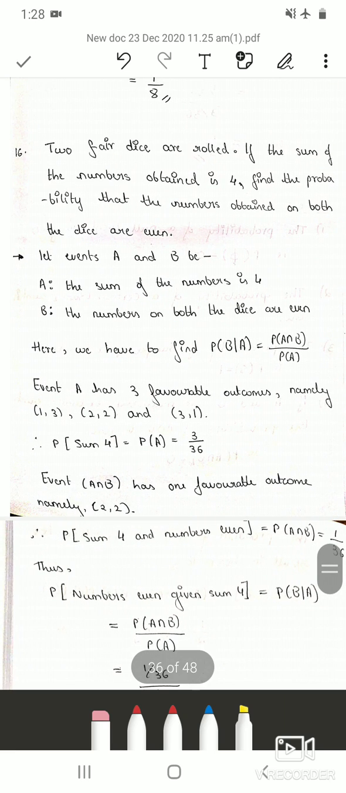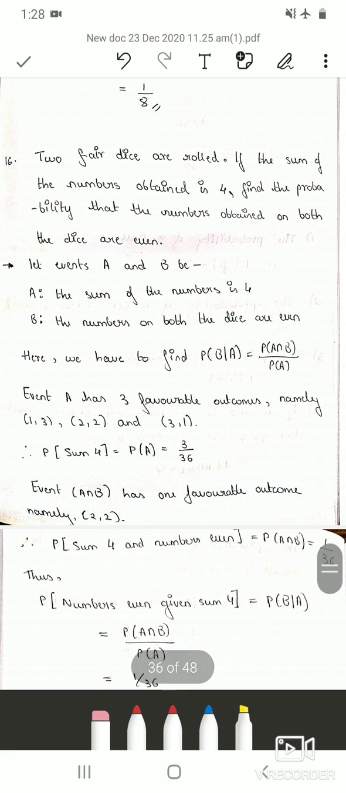The 16th question is, 2 fair dice are rolled. If the sum of numbers obtained is 4, find the probability that the numbers obtained on both the dice are even. So even this is an example of conditional probability.